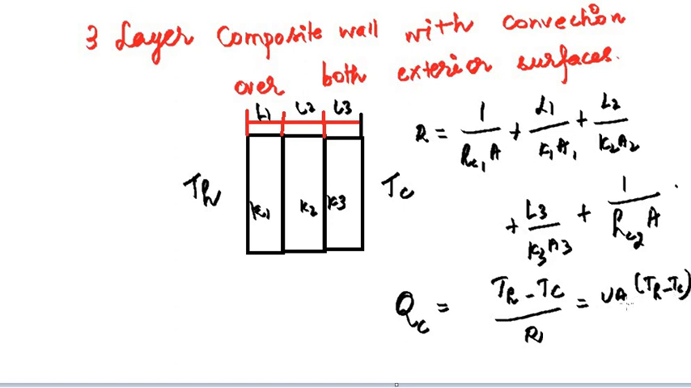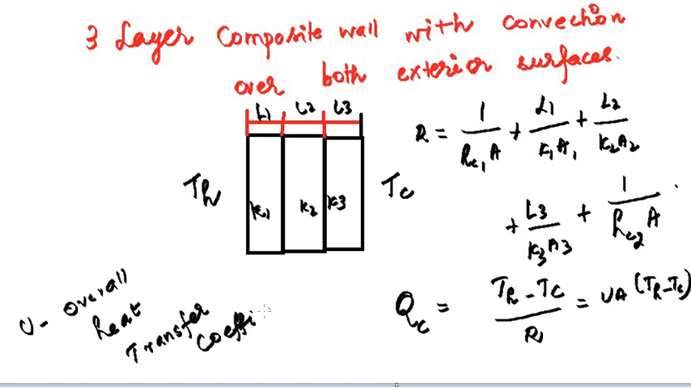Now what is meant by U? U is known as the overall heat transfer coefficient. This is given in terms of watts per meter square Kelvin.